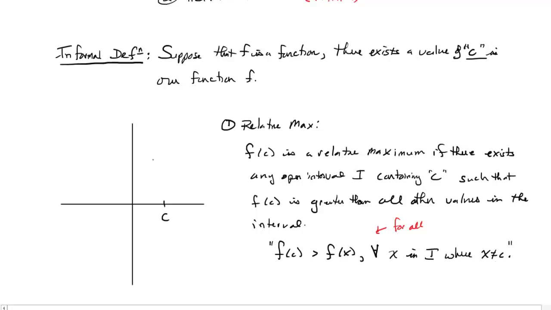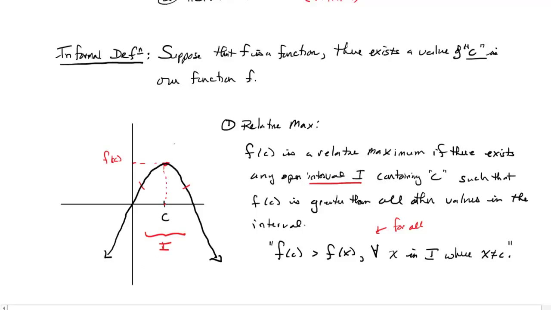So I'm just going to draw us a function with a relative max. I'm going to draw a parabola that opens down, and it looks something like this. So there's going to be a functional value here, f of c. They say there has to be some interval I. I don't care where it is. This could be my interval I.